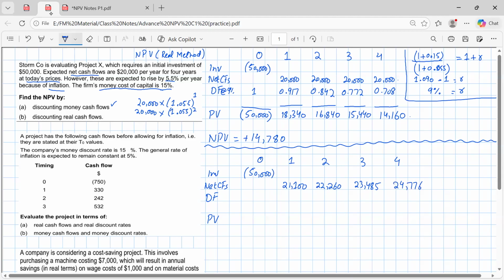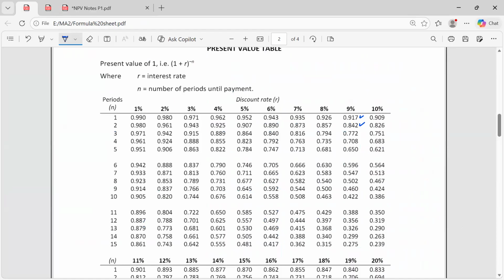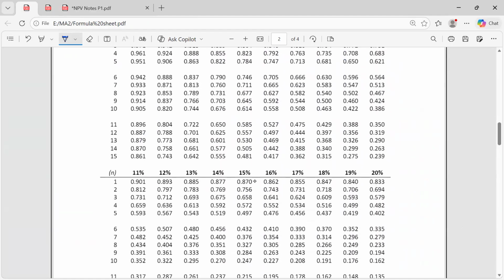We have to inflate them. Is this part clear so far? Any question you want to ask, you can ask. Because these are now money cash flows, we need to discount them with the money cost of capital, which is 15%. So let's do that. At year 0, the discount factor is 1. At year 1, let's see what the discount factor is at 15%: 0.870.